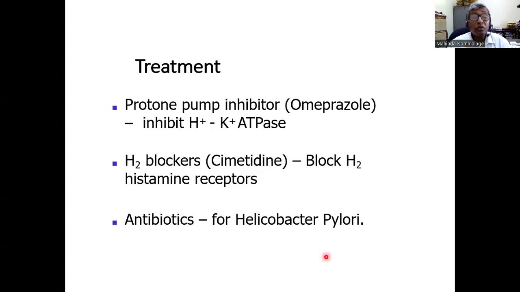Right. So treatment is to inhibit the acid secretion. As I mentioned earlier, we can block the proton pump. That means H plus secretion, an ATP dependent process.